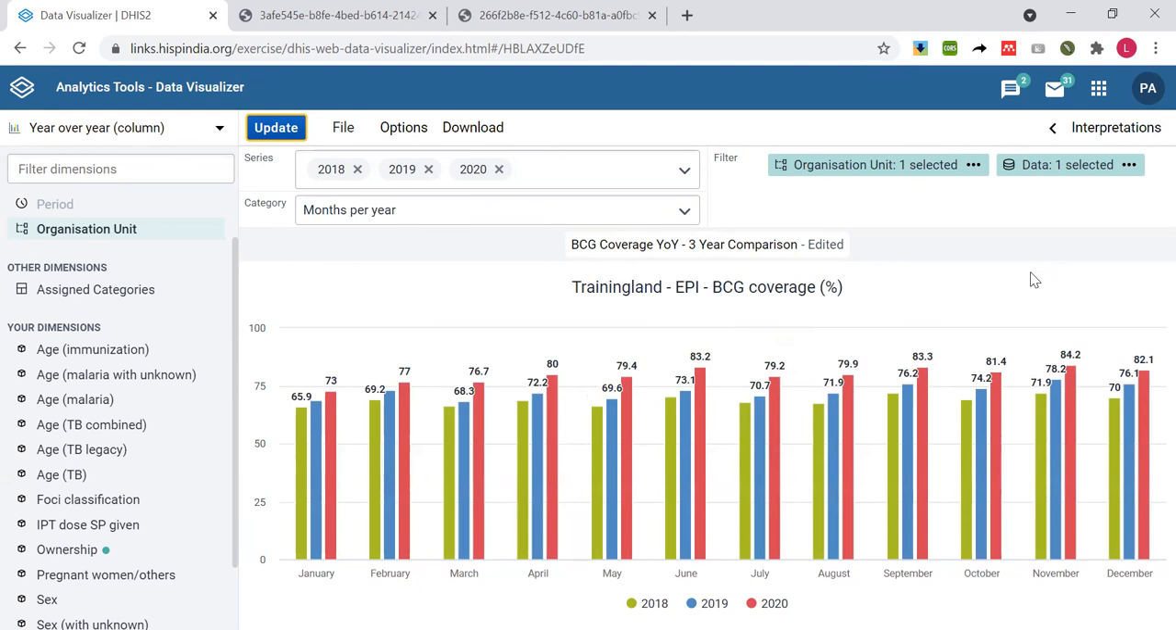All right, any more questions? Or else we can move on to category charts.